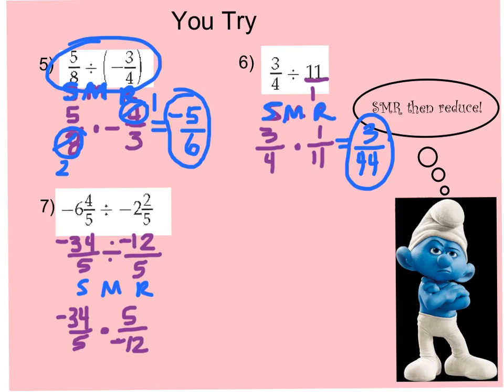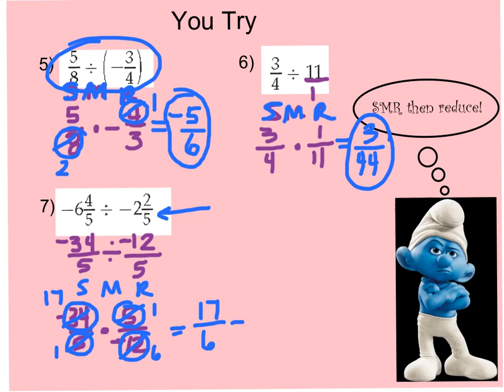And then on my last problem here, I'm going to go ahead and divide both of the 5s by 5. And then I can divide 12 and 34 by 2. So 34 divided by 2 is 17. 12 divided by 2 is 6. Looking at my original problem here, I had a negative divided by a negative, so I know my answer is going to be positive. And then when I multiply, I get 17/6. Then I need to change that to a mixed number, so 6 goes into 17 twice with a remainder of 5. So my answer is 2 and 5/6.